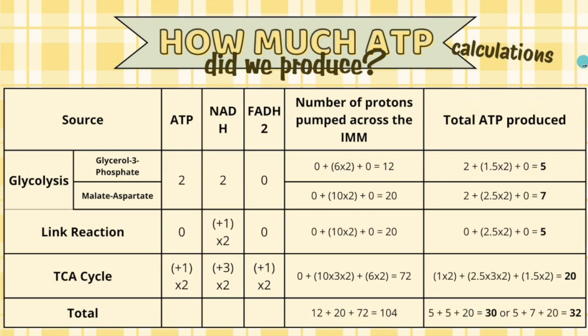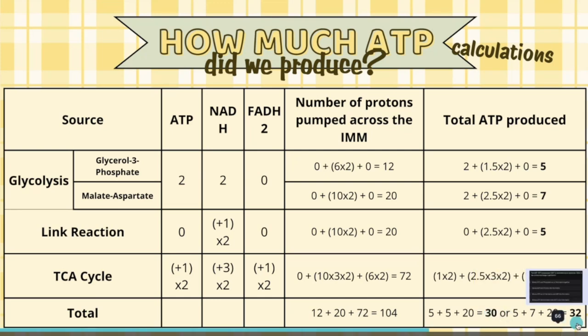This is a summary of all the ATP that can be produced by the different shuttles of glycolysis and by the link reaction in the TCA cycle. So it's the same as the red table, but less simplified. So the glycerol 3-phosphate shuttle will produce a total of 30 molecules of ATP, and the malate aspartate will produce 32. Okay?